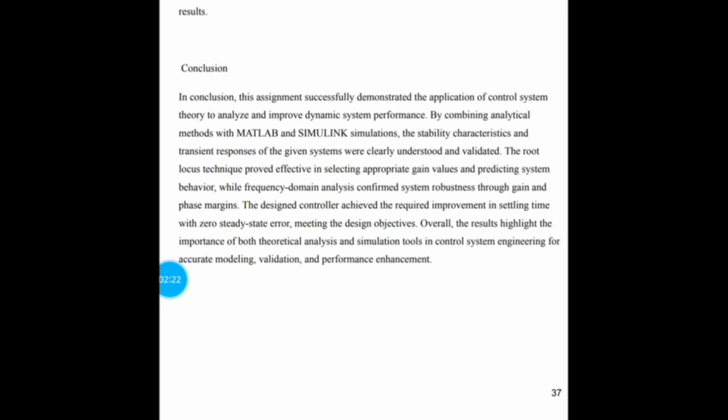while frequency domain analysis confirmed system robustness through gain and phase margins. The designed controller achieved the required improvement in settling time with zero steady state error, meeting the design objective. And overall, the results highlight the importance of both analytical analysis and simulation tools in control system engineering for accurate modeling, validation, and performance enhancement. That's all.